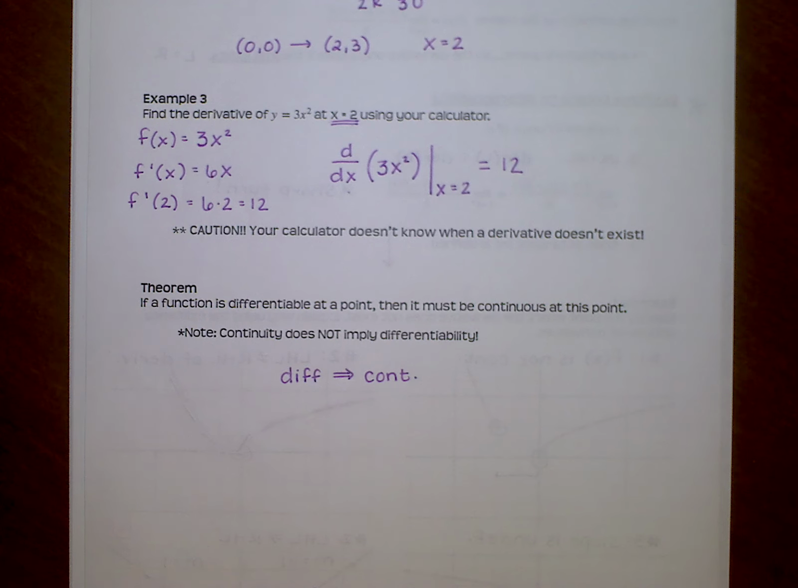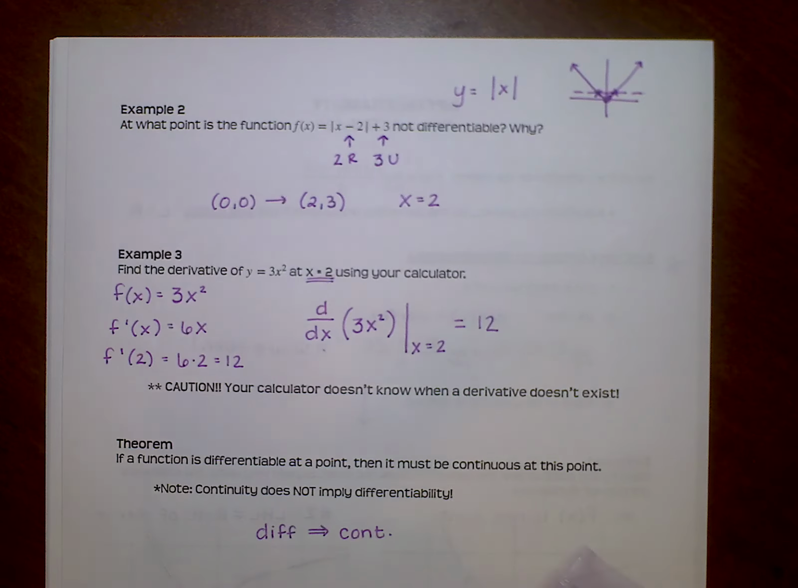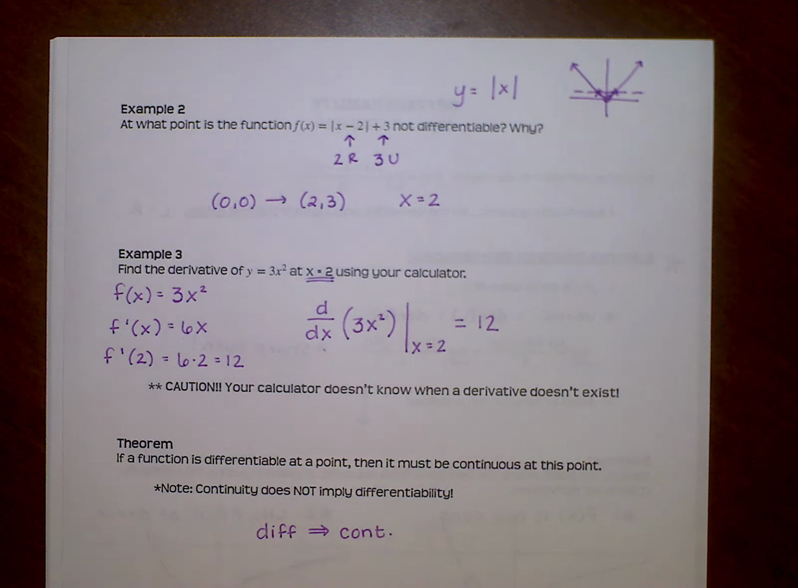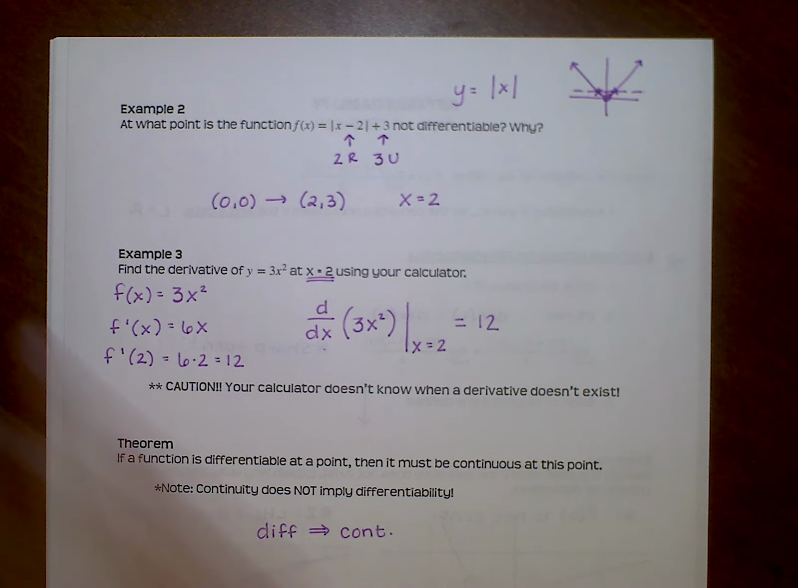It does not work the other way around though. I mean, think about this example. Absolute value is continuous. It is not differentiable. So knowing that it's continuous does not automatically mean it's differentiable. There's some other criteria we have to meet. But if it's differentiable, we automatically know it's continuous.